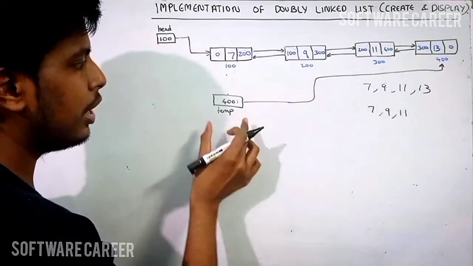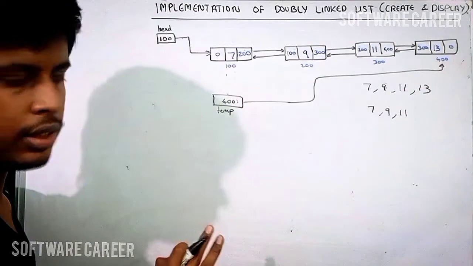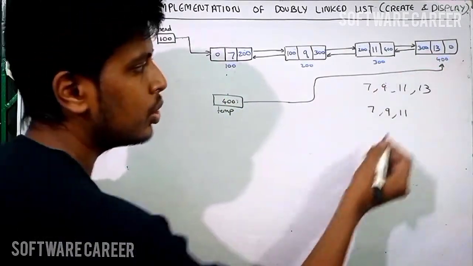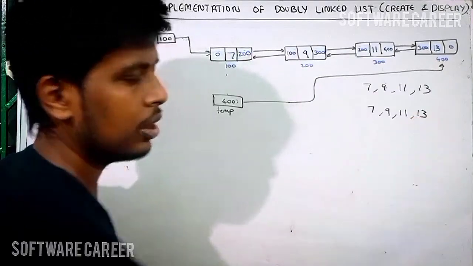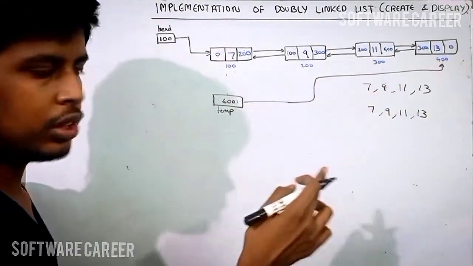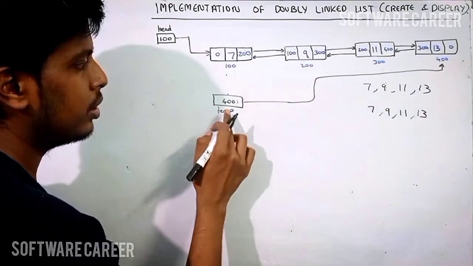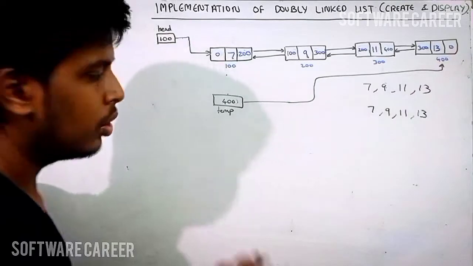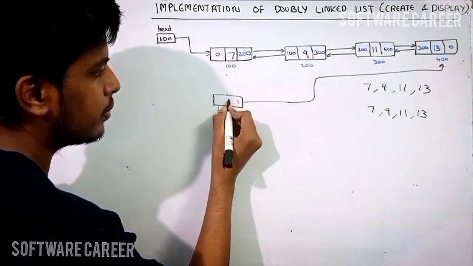Now again print the data present in this temp address. Temp address is 400. 400 data is 13. So you will print 13. Now you should move the temp pointer one step forward. So temp equals temp next. Temp is 400. 400 next is 0. So update it to 0.